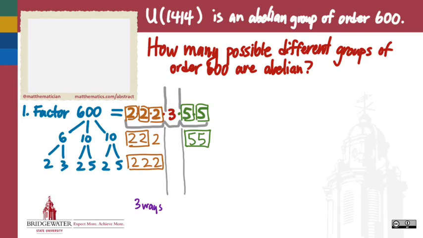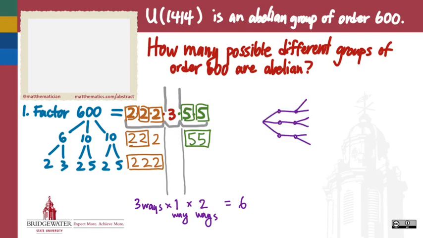There's only one way. There are 2 ways to do the 5s. And so how many ways were there in total? 3 times 1 times 2. That's the old multiplication principle from combinatorics, right? So there are 6 different groups of order 600 up to isomorphism.